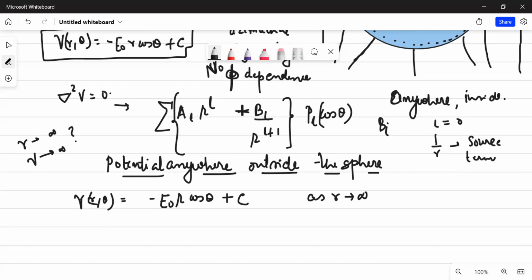See, what were we doing usually? We were just concentrating. Whenever we used to say what is potential outside, we used to take this term. But now understand, potential outside now is tending to infinity as r tends to infinity. So I'm going to take it in general. Is that clear? Now as r tends to infinity, all the terms containing BL will go to zero.